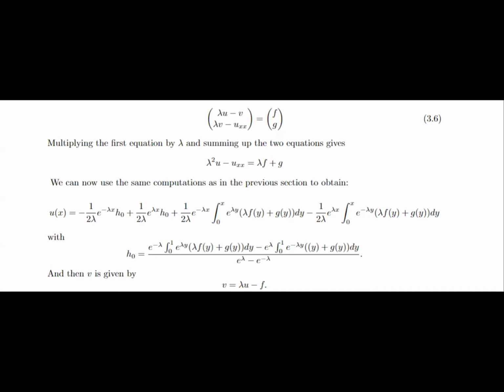It means that our resolvent operator, lambda identity minus A minus 1, is well defined. For each F, G in X, I got a solution in, in fact, D(A).